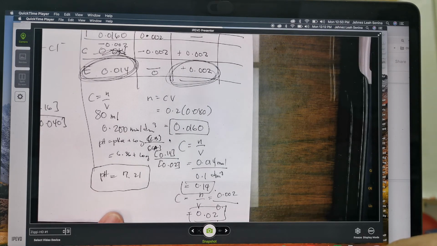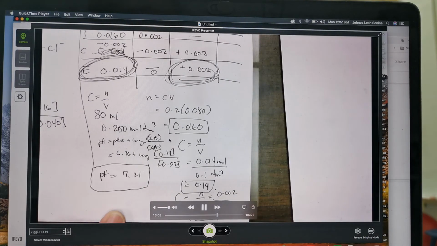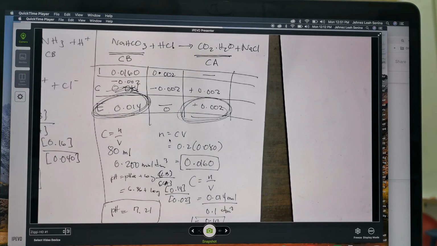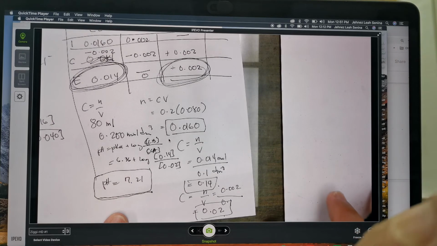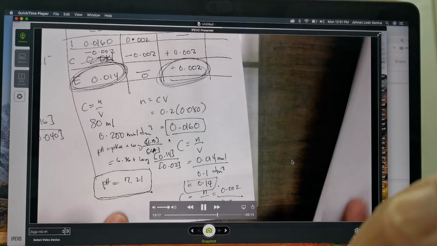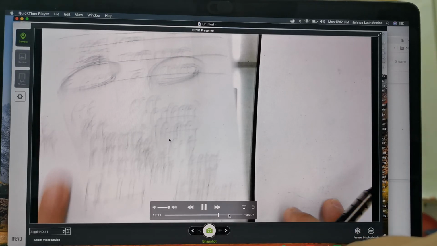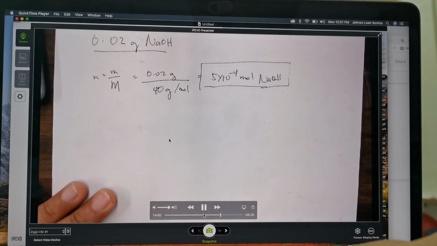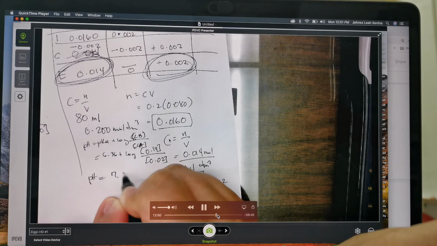Okay. Now it doesn't end there. There's another question. So this was the pH of your initial addition of HCl to your buffer. And then you add a base. Remember, you can add an acid or a base to the buffer. When you added the base, you added 0.02 grams of sodium hydroxide. Find the pH, the same thing as before.